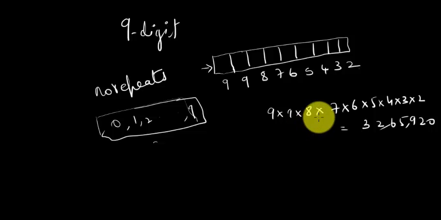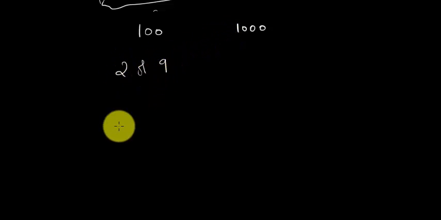All right, I don't see any interesting question on numbers. I'm just checking the book. Okay, this looks to be a bit interesting. How many numbers are there between 100 and 1000 such that every digit is either a 2 or a 9?